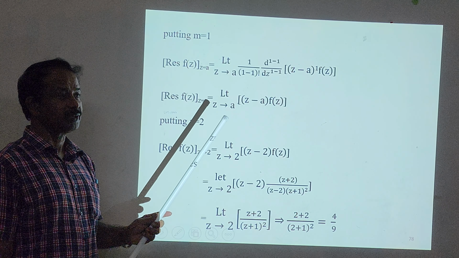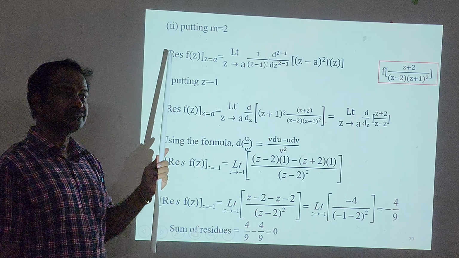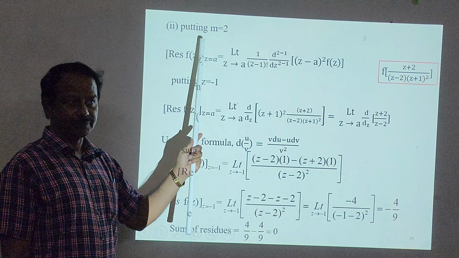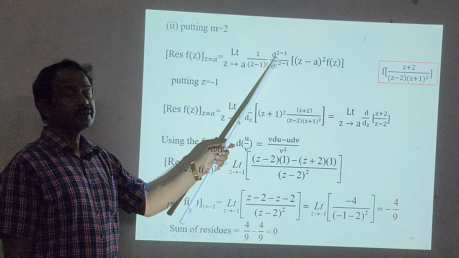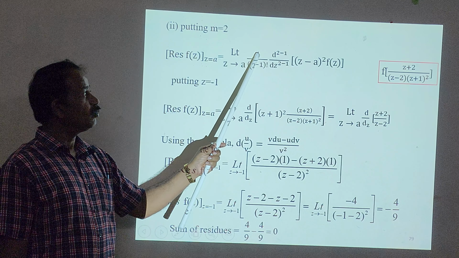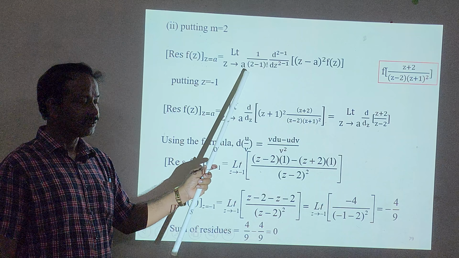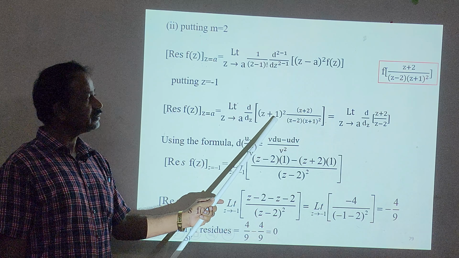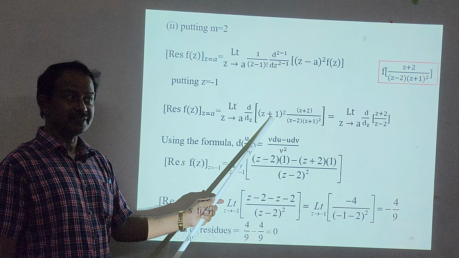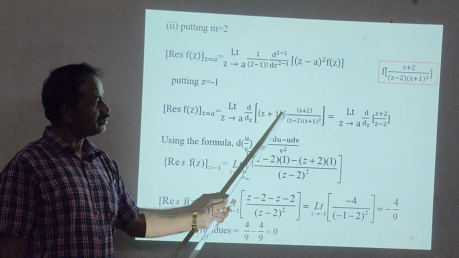Now we'll go for the second one. Second one is m equals 2. Order is 2. So this equation becomes that equation which you have learned. So the second equation becomes, order is 2, so this becomes d by dz, 1 by m minus 1, that is 2 minus 1, 1 factorial. So 1. And inside you will have z plus 1 whole square, this is z minus a whole square, multiplied by f of z. So similar terms will get cancelled.